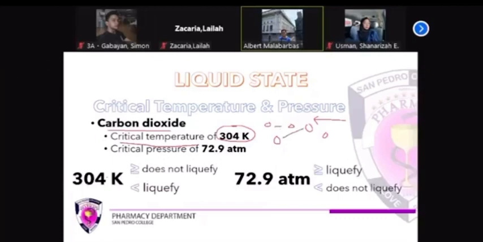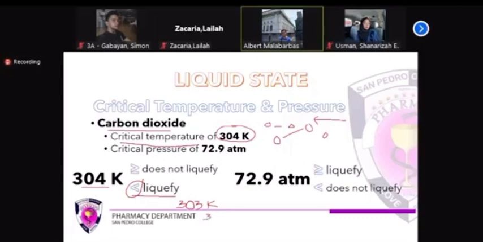So for critical temperature, para ma-liquefy ang gas, tandaan natin na dapat yung value kung saan mo siya i-expose na gas, it should be lower than the critical temperature para ma-liquefy ang gas. For example, if the critical temperature is 304, but let's say you expose carbon dioxide to 303 Kelvin. Will the gas be liquefied or not? So the answer should be yes. If it is less than the critical temperature, ma-liquefy ang gas.